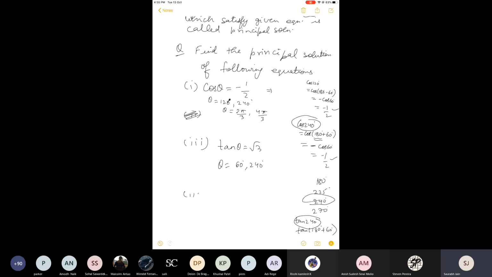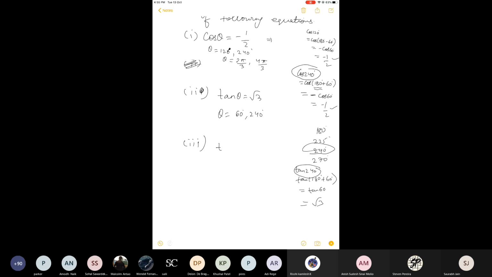Sorry, this was the second part. Now the third one. Yes, this is the third part. Now it is tan square theta equal to 1, and you have to tell me what are the angles or the principal values for which tan square theta is 1.